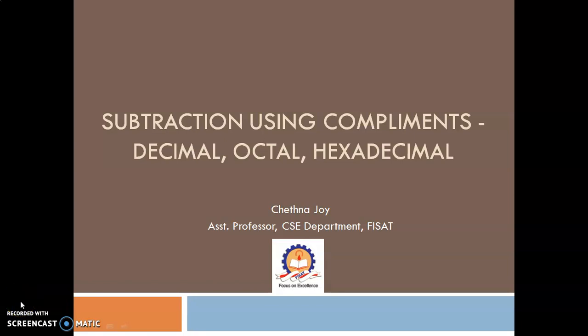Okay, so in the last class, we were discussing how subtraction can be done in the binary number system using the complement method. We have seen that signed numbers can be represented in signed magnitude representation as well as in complement methods. So how binary subtraction is done using one's complement as well as two's complement method, that we have seen.